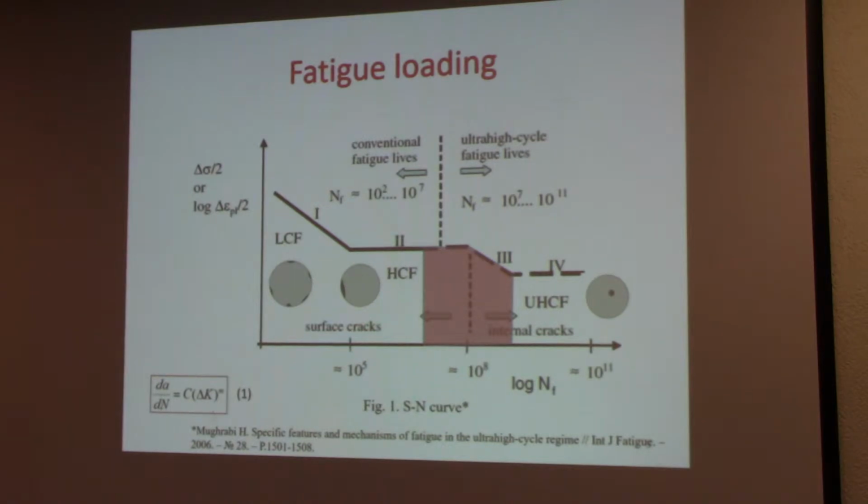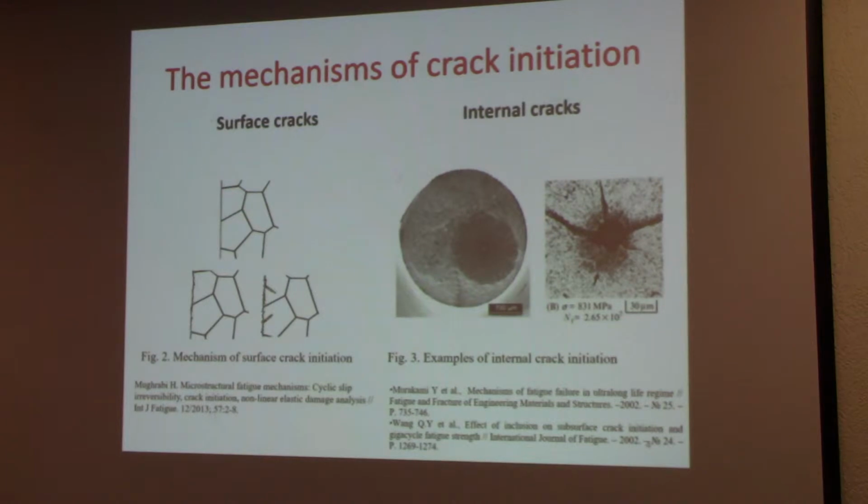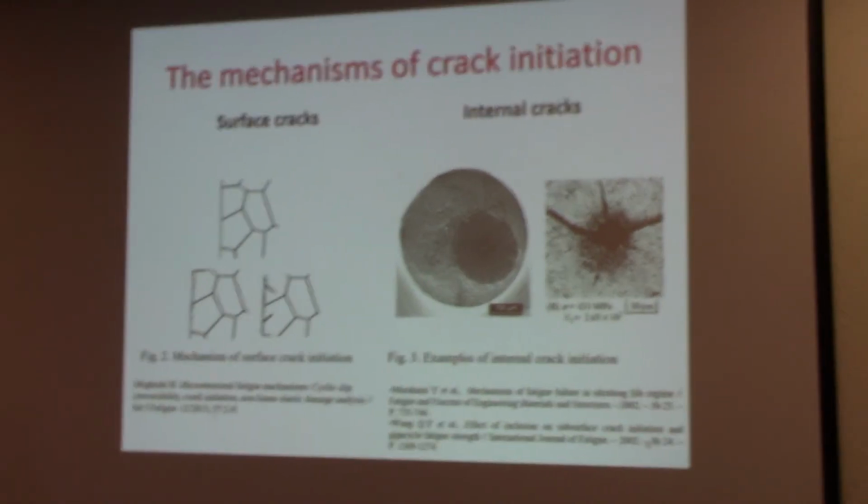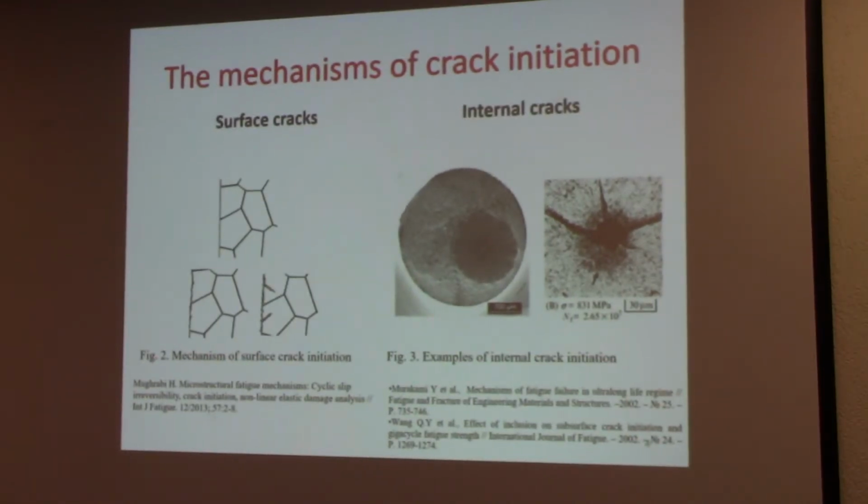So this is a famous picture of fatigue loading, and it's in this area we are working, because in this area the probability of fatigue initiation from the surface and from the internal body of the material is approximately equivalent. And there are two different mechanisms of this fatigue initiation. The first one is well known: the persistent slip bands activate from the surface, go inside the material, and form a crack.